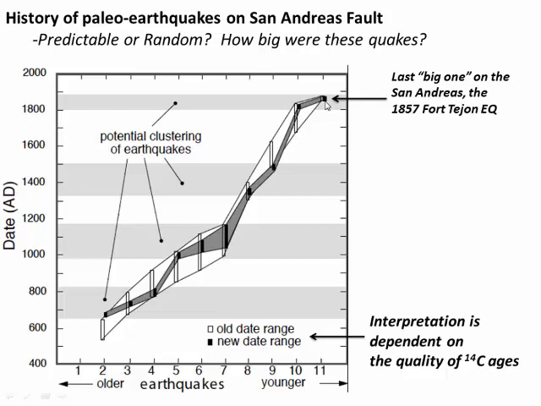So we can see from this record that the idea of a perfectly consistent recurrence interval isn't necessarily realistic, but the more detailed chronologies we're able to develop, the more precisely we can constrain the timing of future earthquakes.